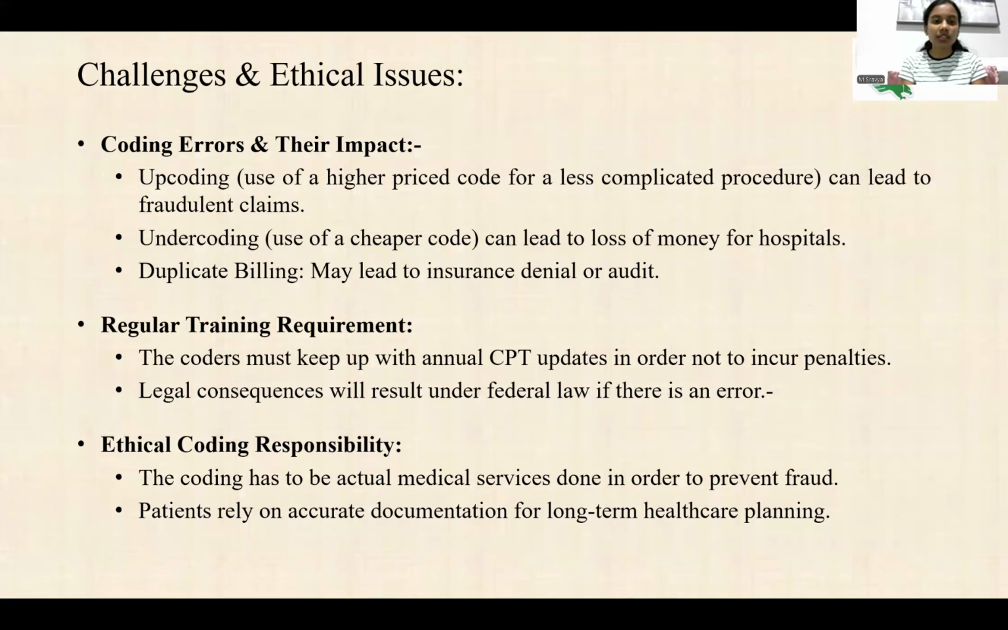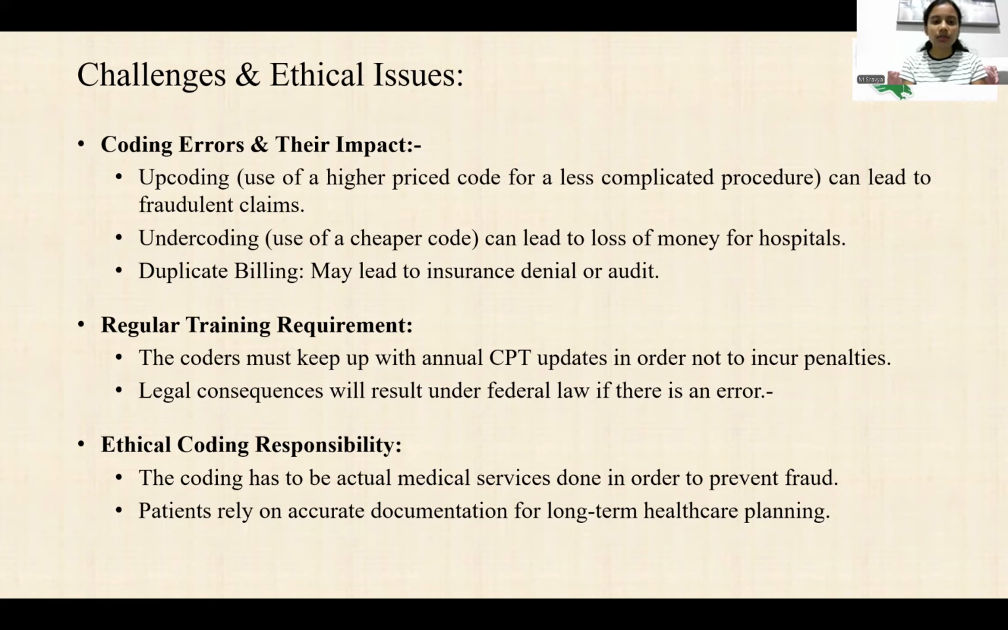Next, coming to challenges and ethical issues. The first one is coding errors and their impact. Upcoding, which is the use of a higher priced code for a less complicated procedure. This leads to fraudulent claims. Undercoding, which is the use of a cheaper code. This can lead to a loss of money for hospitals. The next is duplicate billing, which may lead to insurance denial or audit.